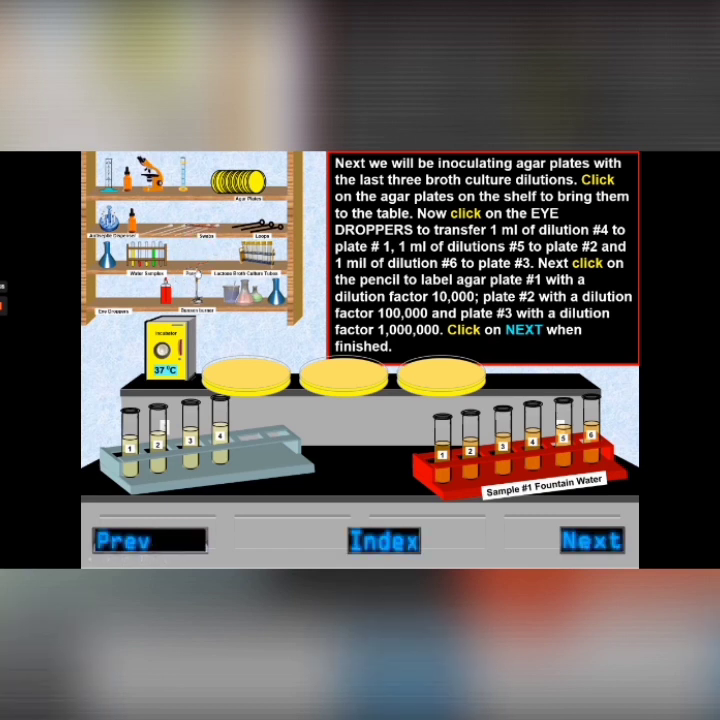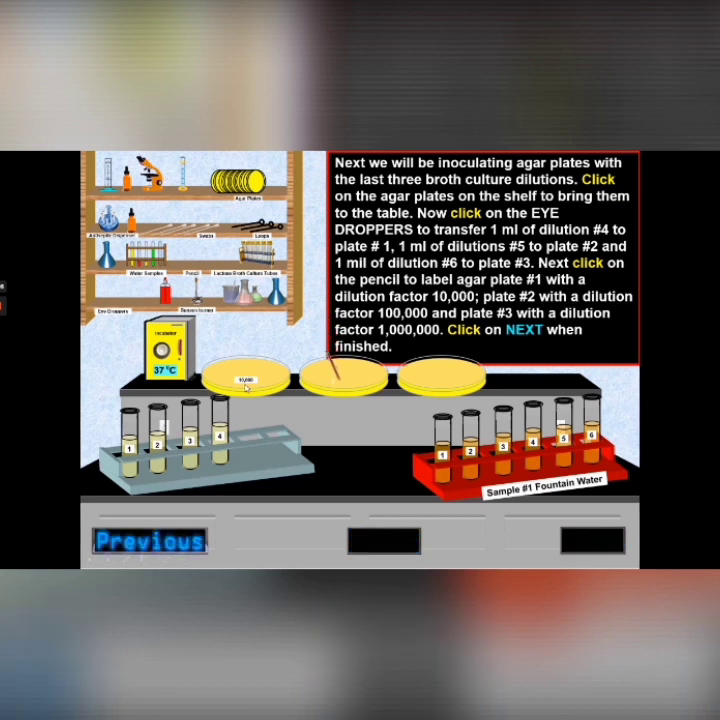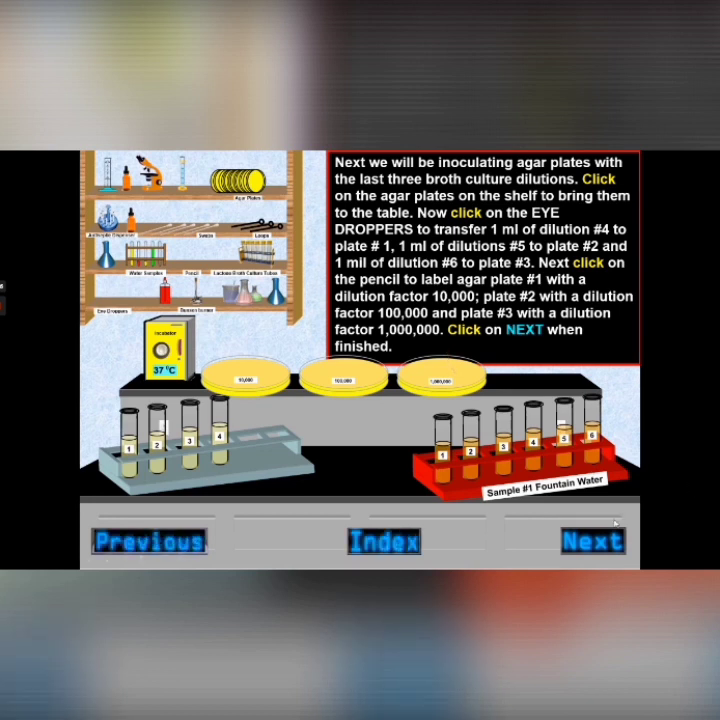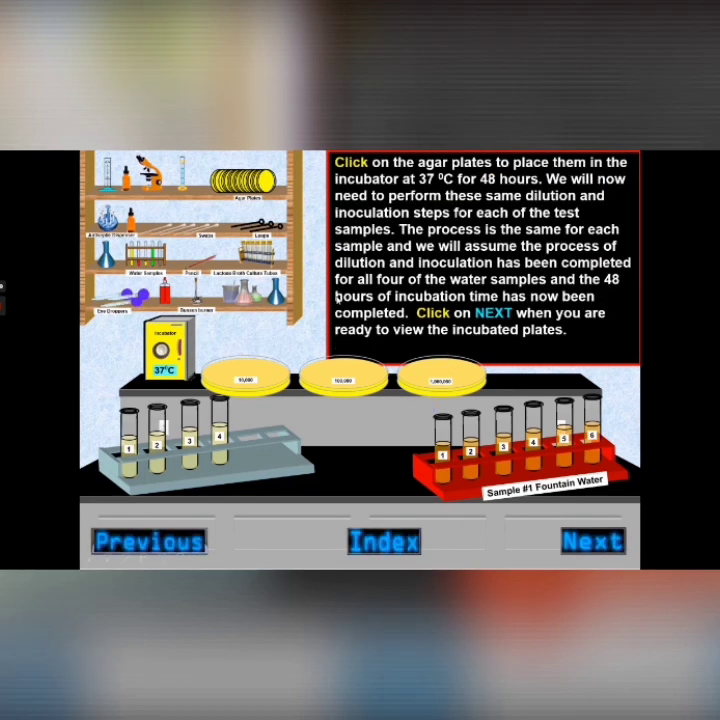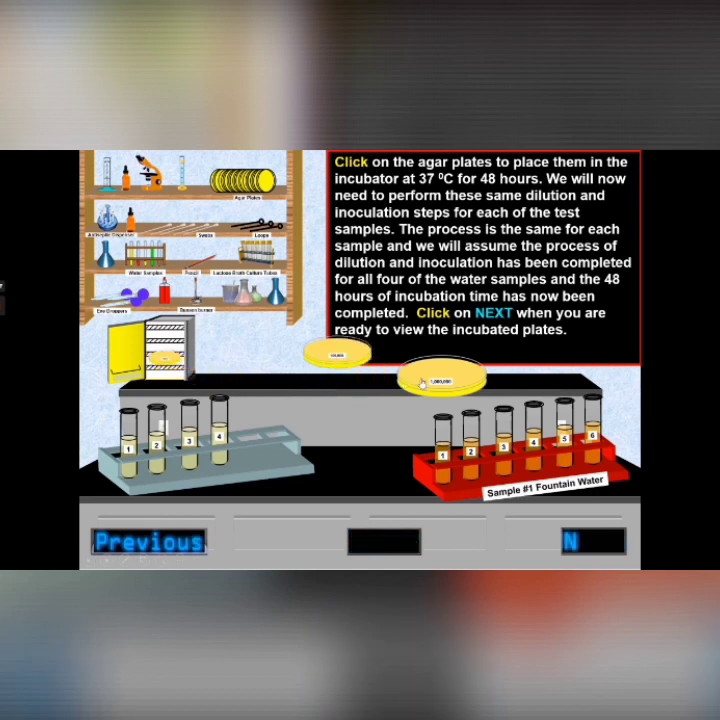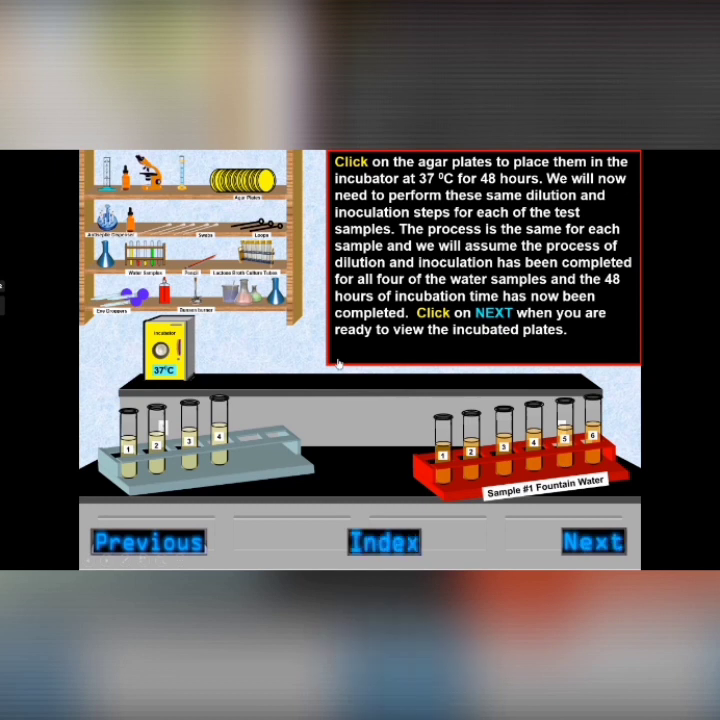Then we're going to click on the pencil to label the agar plates 1, 2, and 3. We're going to label them 10,000, 100,000, and 1,000,000. Click next, and then we will incubate these agar plates in the incubator at 37 degrees Celsius for 48 hours.